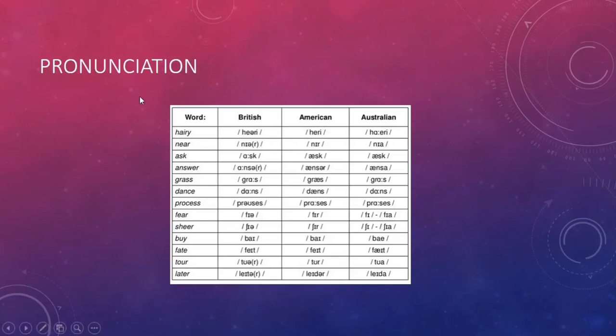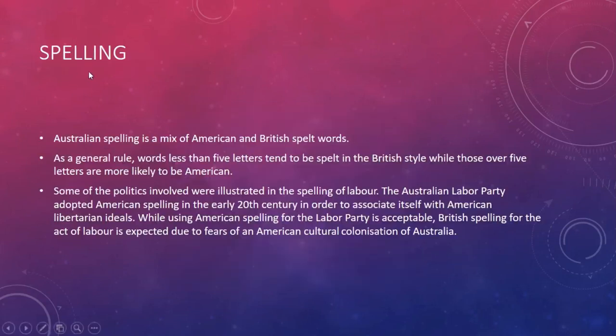Let's look at the next title. Now let's discuss Australian English spelling and how it is different from American and British spellings. So we can actually see that Australian spelling is a mix of American and British spellings. There is a general rule: if a word has less than 5 letters, they tend to use the British style spelling. If there are more than 5 letters, they would use American spelling. This is actually a rough rule. It's not always followed very strictly.